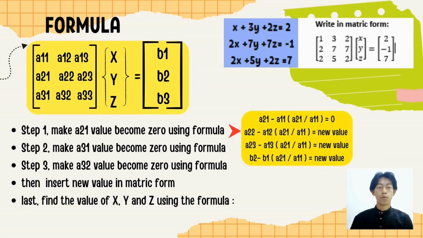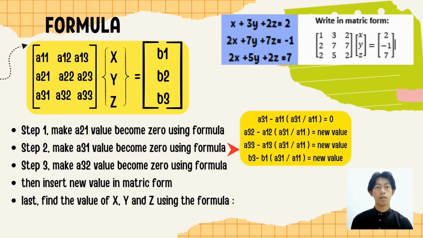I will tell you about the formula of Gauss elimination. As we can see in the slide, there are three example equations. For Gauss elimination, first we must change the equations to matrix form. So go to step 1. For step 1, we must make sure the a21 value becomes 0. We can use this formula. Just put the values, refer to the slide, and then put the new values in the matrix form.